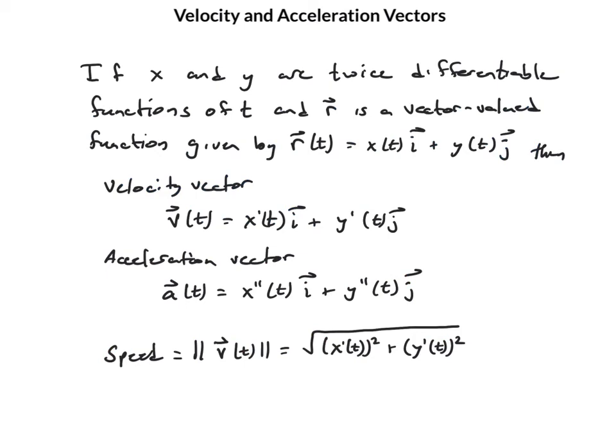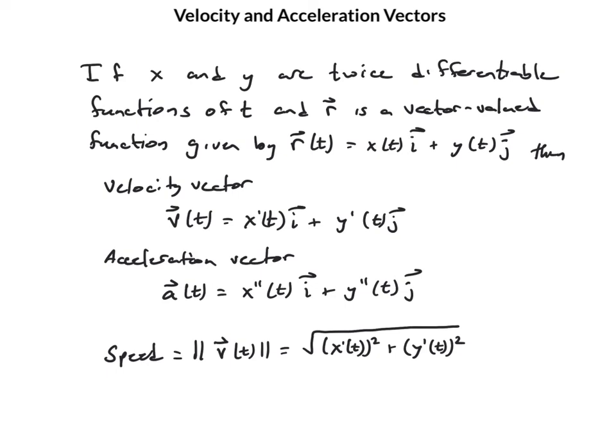All right, now that we've done all this with vector valued functions and parametrics, we're going to start thinking of this in terms of velocity and acceleration, actually looking at motion. In this case, x and y are twice differentiable functions of t, and the vector r is a vector valued function given by r of t equals x of t times vector i plus y of t times vector j. Typical notation. So our velocity vector v of t is x prime of t times vector i plus y prime of t times vector j.